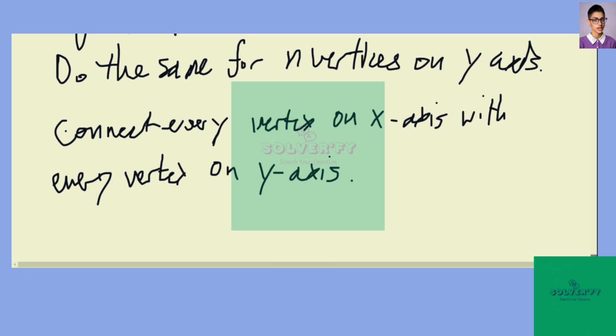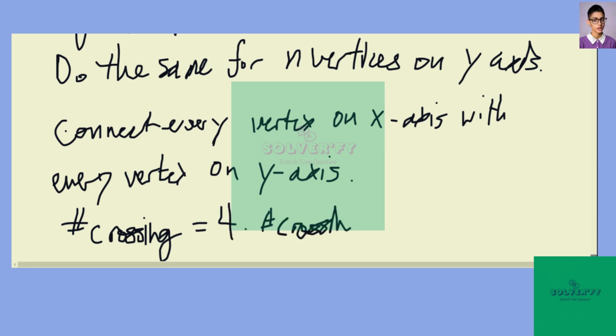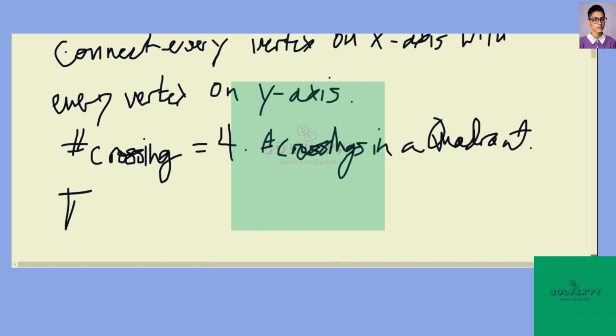Now the points are equally spaced and symmetric about the origin, so it follows that the total number of crossings is 4 times the number of crossings in one quadrant. So number of crossings is equal to 4 times the number of crossings in a quadrant. Now we know there are m over 2 vertices to the right of the origin and n over 2 vertices above the origin.